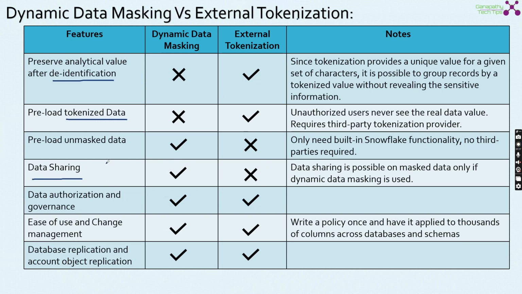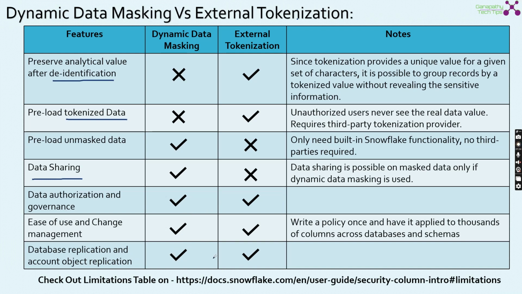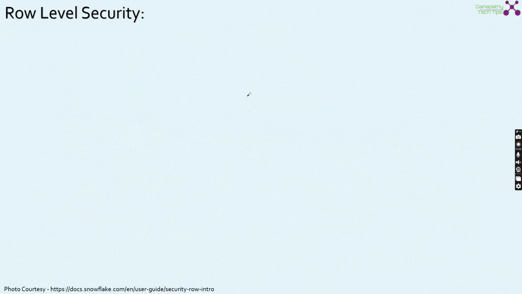These four are the primary characteristics that differ between them, but apart from that, both are very easy to use. Data authorization and governance are supported by both. Data replication and account object replication are also supported by both of them. As I already mentioned, please go through this documentation, which is very important. There are some limitations to each of these as well. Please go through the Snowflake documentation, which provides the list of limitations for each of dynamic data masking and external tokenization. Now we have completed column level security within Snowflake.